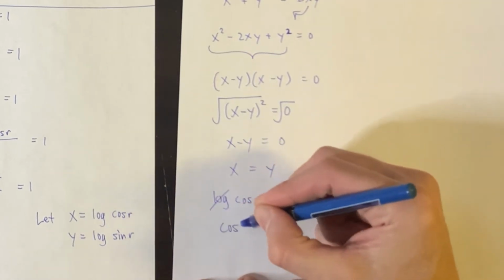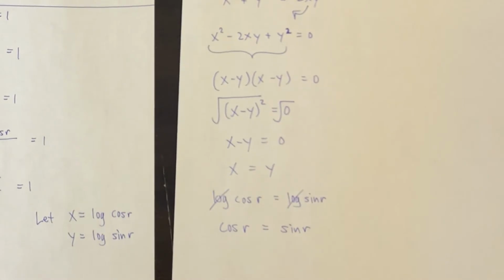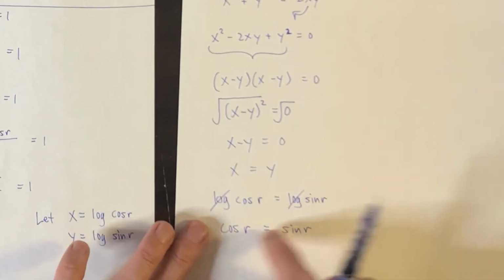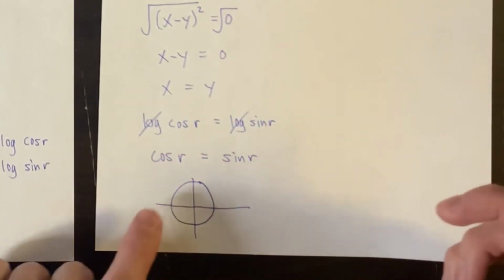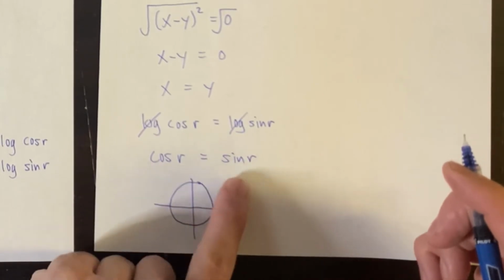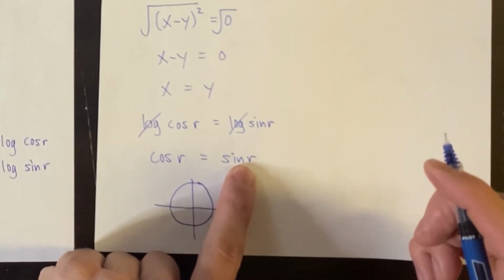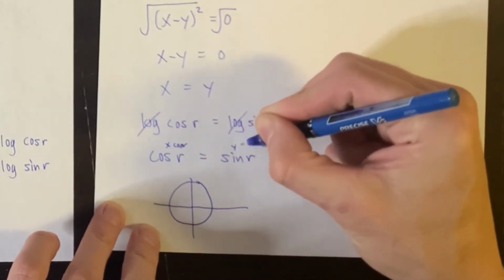So we have cosine r equals sine r. Where on the unit circle does this work? Use the unit circle to interpret what's going on. Remember that on the unit circle, cosine is like the x coordinate. Sine is like the y coordinate. So this is kind of like your x coordinate, and this is like your y coordinate.